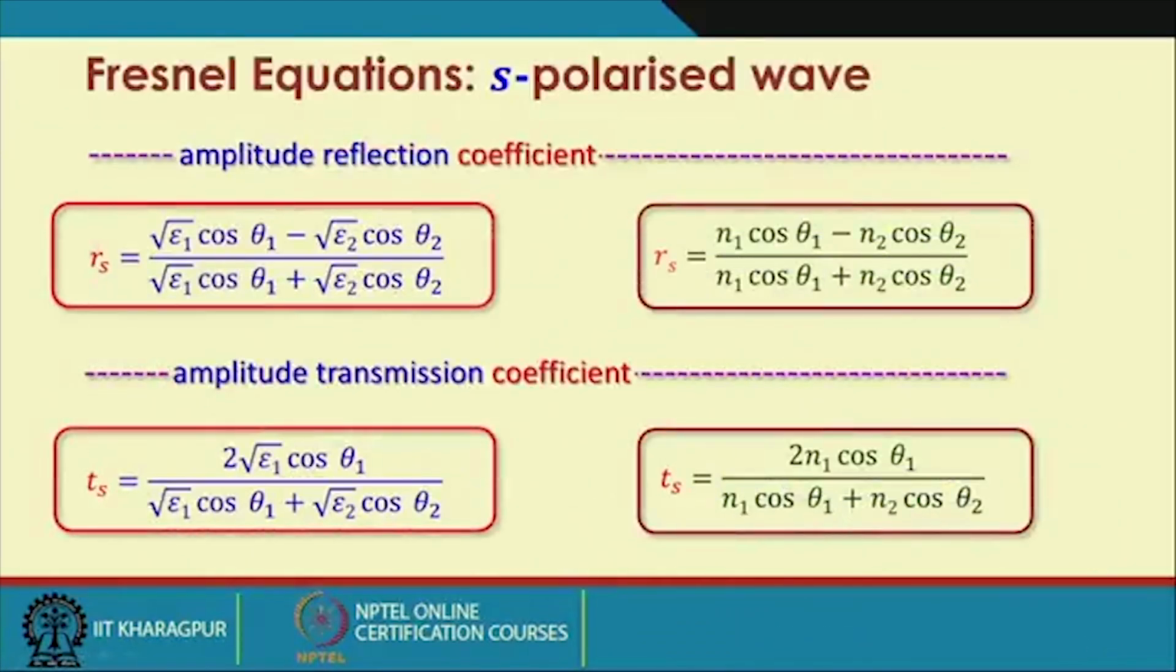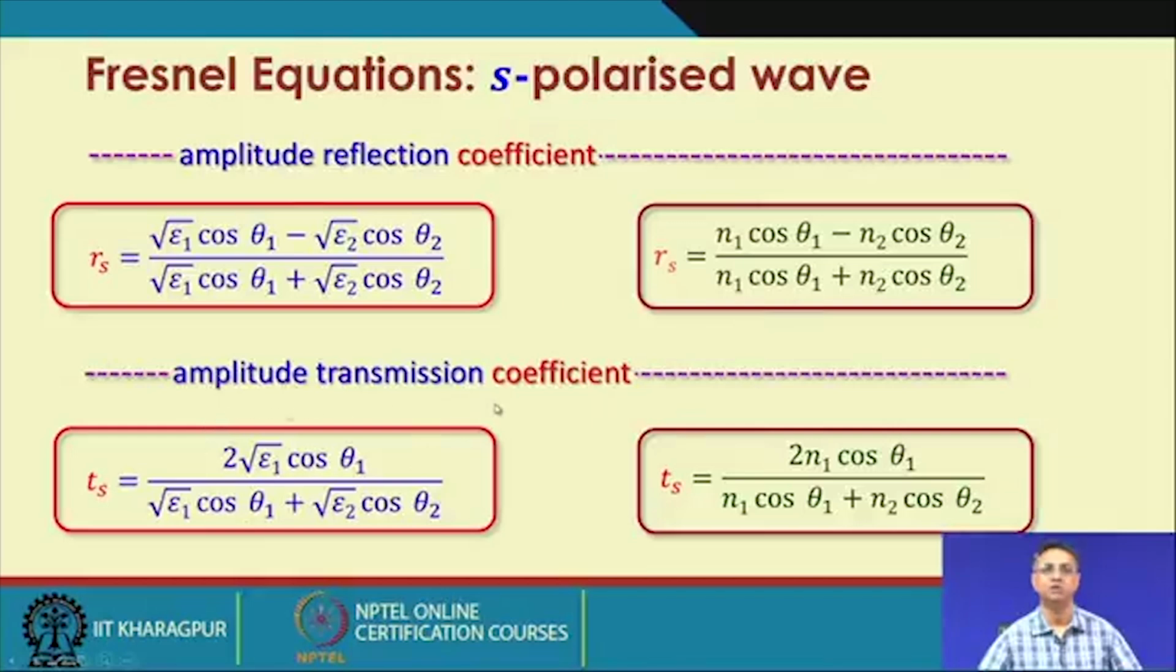Therefore, to summarize, we have been able to estimate the reflection amplitude for the S polarized wave as this, or it may be expressed in this way when we mention the permittivity. But if we express it in terms of the refractive indices, then we can write this equation. For the amplitude transmission coefficient, we can write this equation in this form.